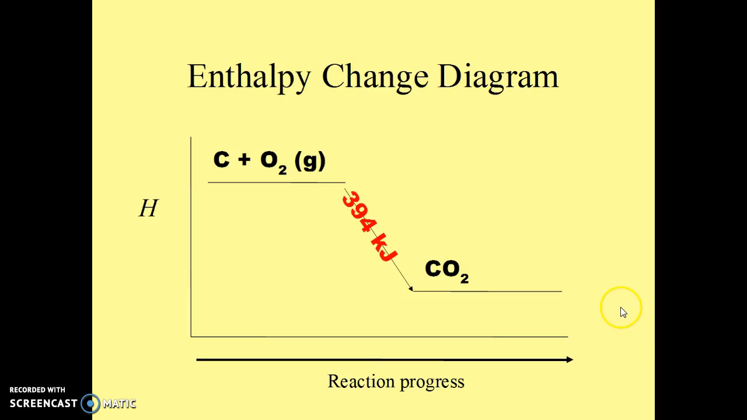This is a diagram of what we just did. And you see now the 394 kilojoules is coming out of the system as the potential energy drops, going from the reactants to products.